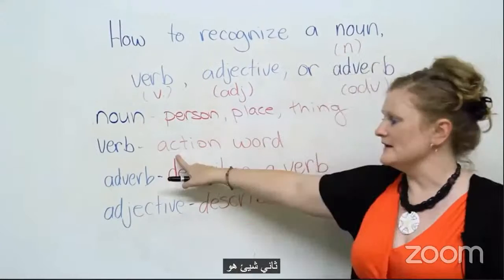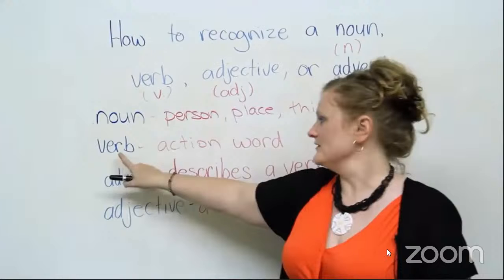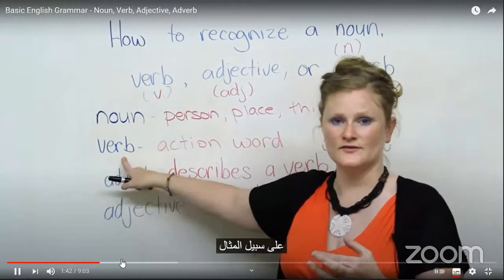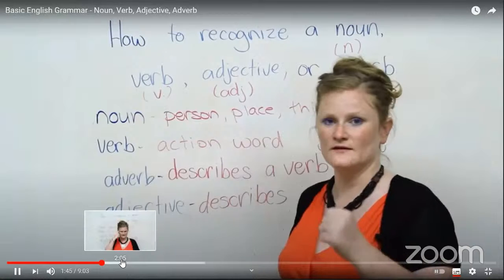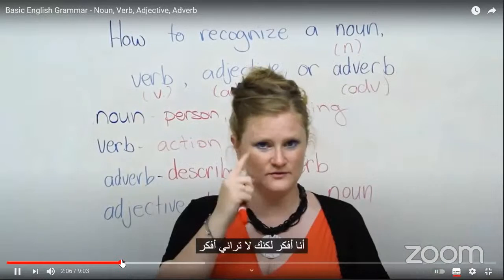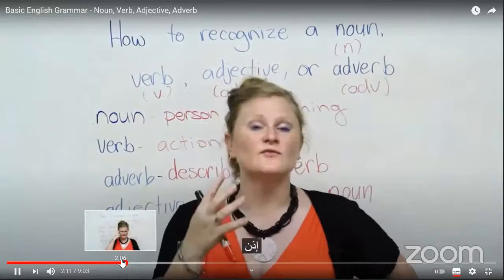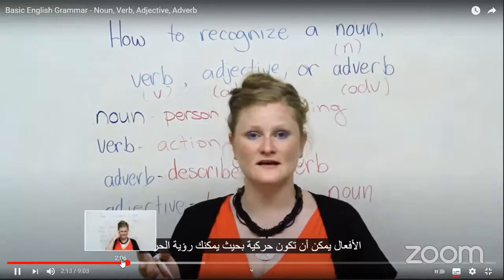The next one is a verb. A verb is an action word. So, for example, run. I'm thinking too, but you don't see me thinking, unless I do this face. So, verbs can be action, where you can actually see the action, or non-action.